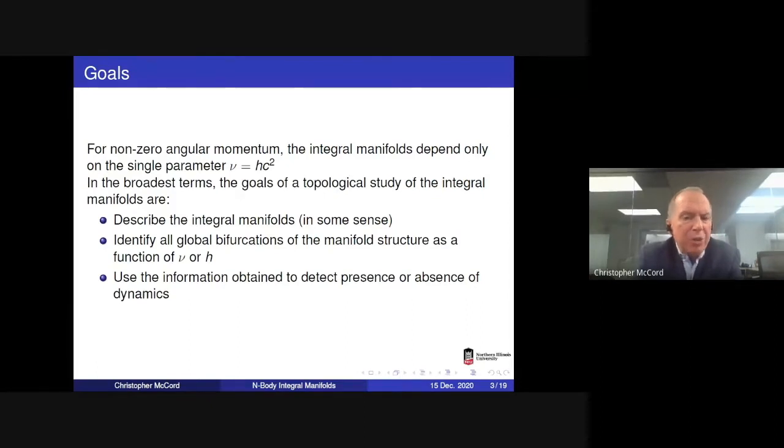And the purpose of finding the bifurcations then really is hopefully we can use that information to detect the presence or absence of some interesting dynamical structure. Historically, the best opportunity has been to detect the absence by means of some sort of homological test. If a global cross-section exists, the homology has to show a certain pattern. So if the homology doesn't show that pattern, the global cross-section cannot exist. Theorems of that sort.